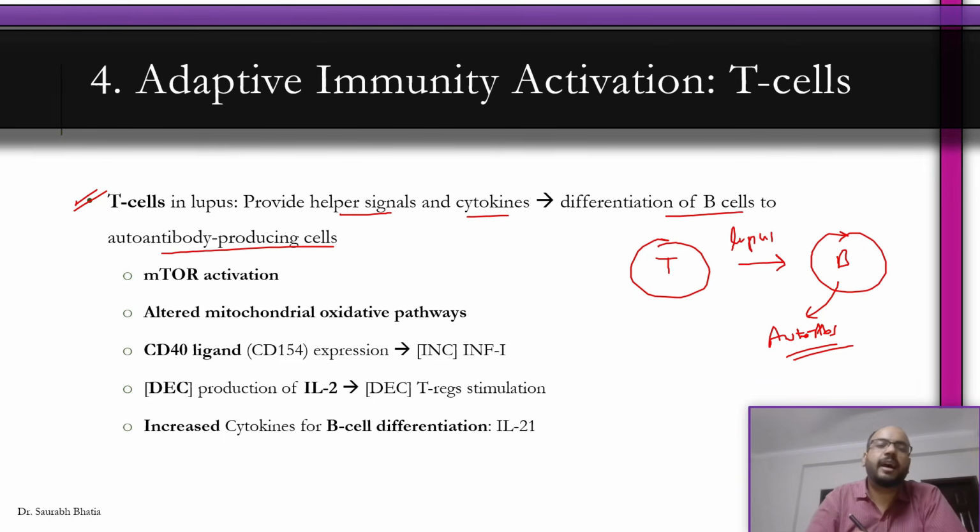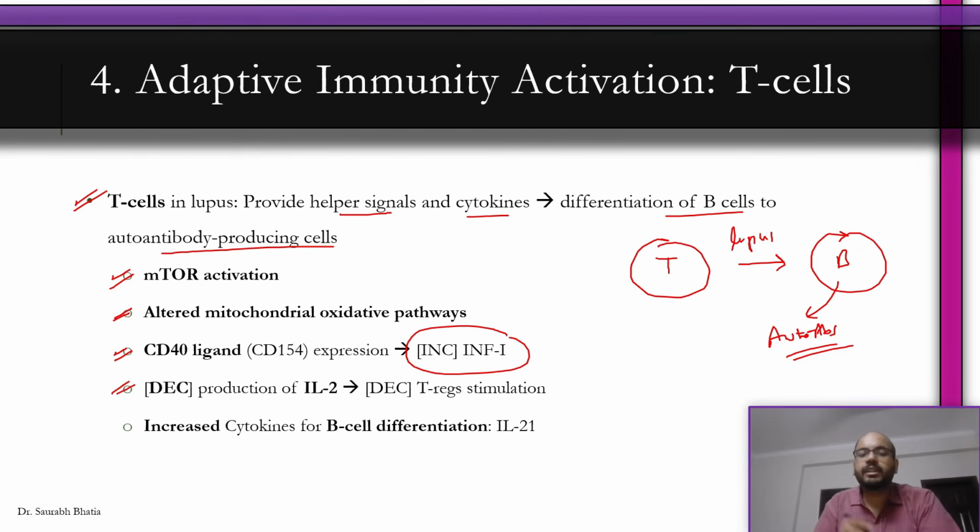Along with that, lupus T cells have been shown to have activated mTOR. That is why mTOR inhibition is one of the therapeutic modalities. They can have altered mitochondrial oxidative pathways. Remember, oxidized mitochondrial DNA, mitochondrial genetic material, can lead to activation of inflammation and interferon beta through the toll-like receptor independent pathway. These T cells can show CD40 ligand, and we remember that plasmacytoid dendritic cells have CD40 receptors, and when the ligand gets attached to receptors, you can have stimulation and formation of interferon type 1.